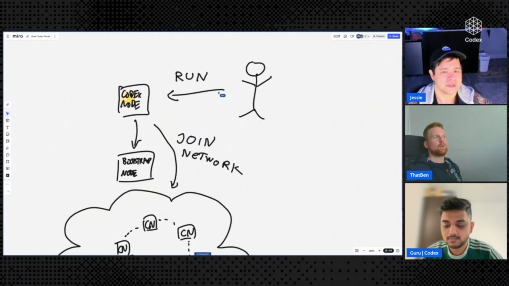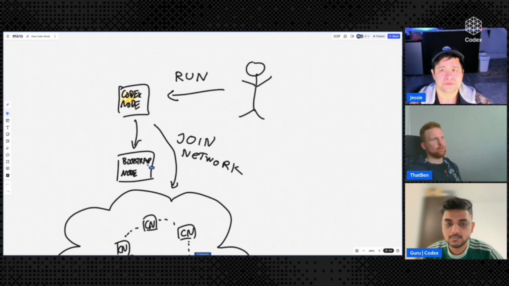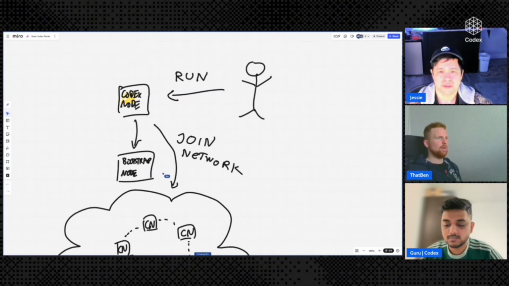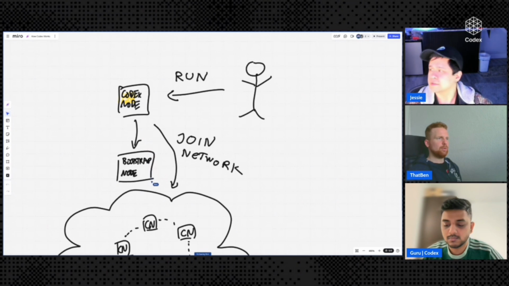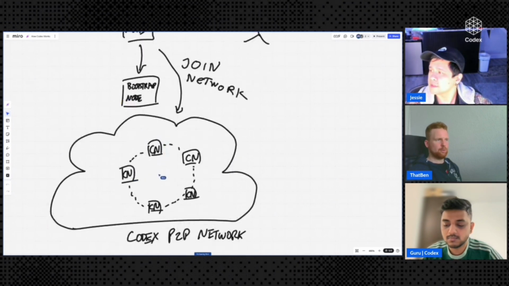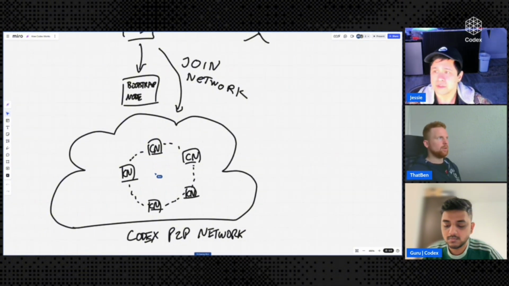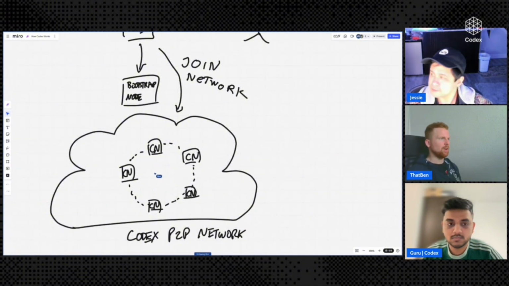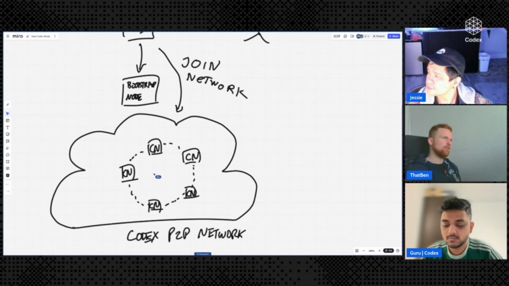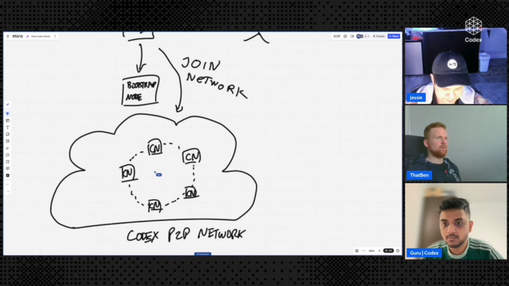Okay, so you run a Codex node. Your Codex node talks to one of the many Bootstrap nodes. And from the Bootstrap nodes, you learn the addresses of other nodes so that you can join the network. And then from nodes in the network, you can learn about more nodes in the network. And then if some of them drop or lose connection, you still have plenty of friends to talk to.